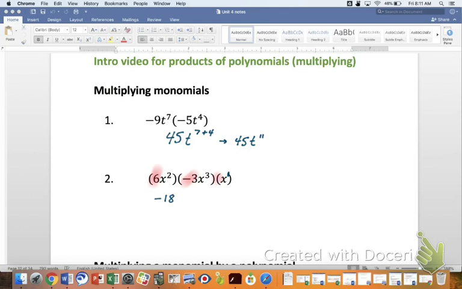And then again, when you're multiplying bases like this, what you'll do is you'll leave the base the same and add the exponents. So it would be x to the 2 plus 3 plus 1, giving us negative 18x to the 6th.